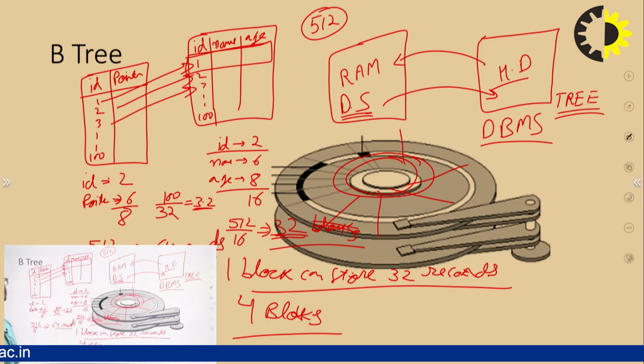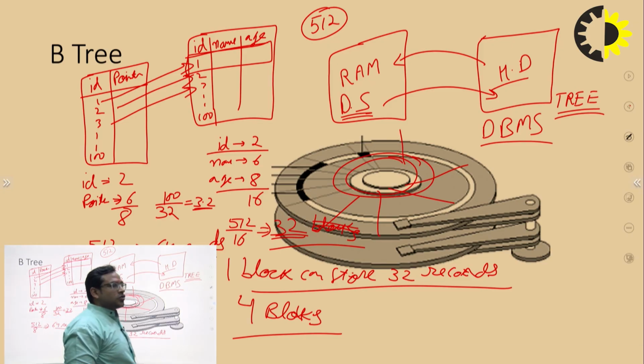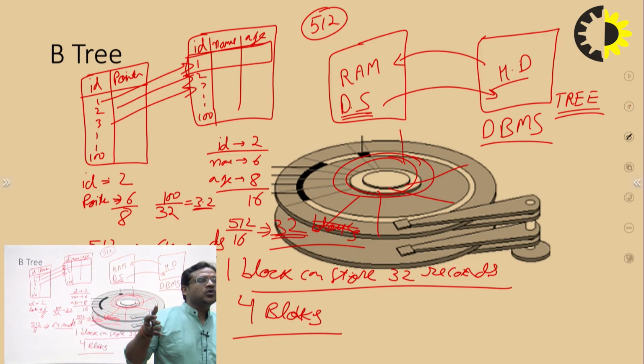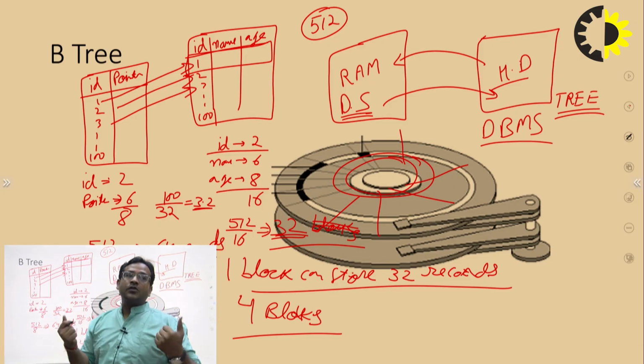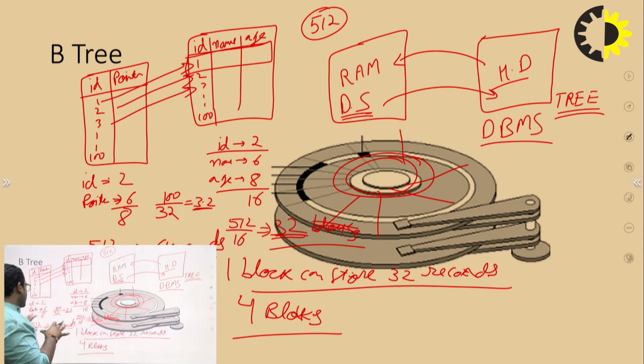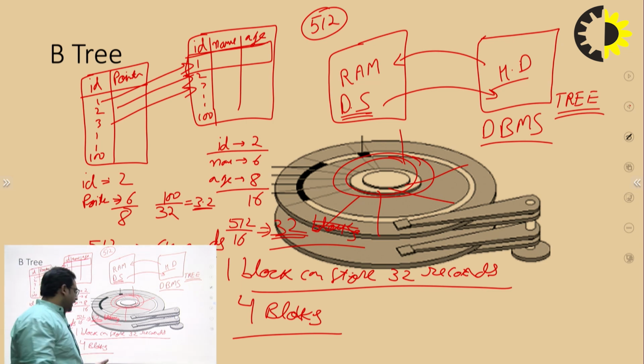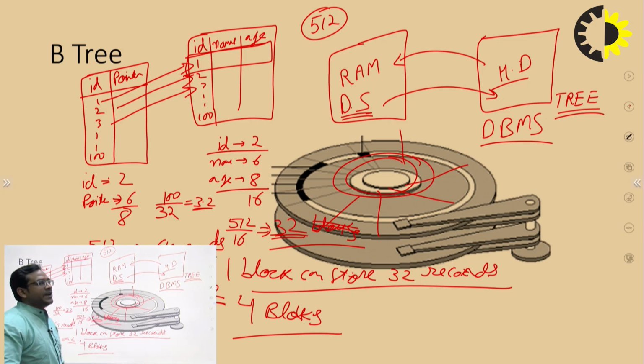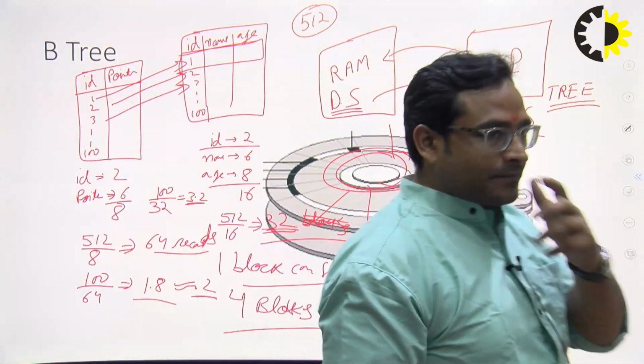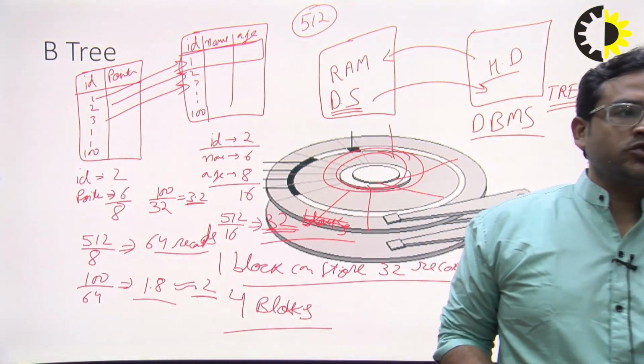Got my point? So a block can store 64 records. And how many records do I have here? I have 100 records. So 100 divided by 64 is something like 1.8. Got my point? 1.8, we can just assume as 2. So we need 2 blocks to store this data.